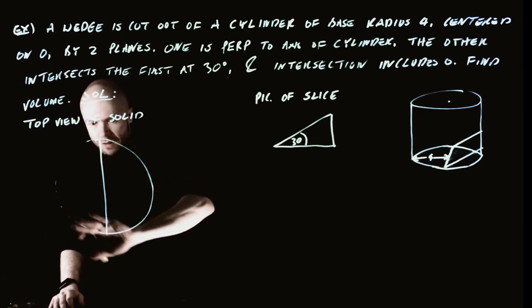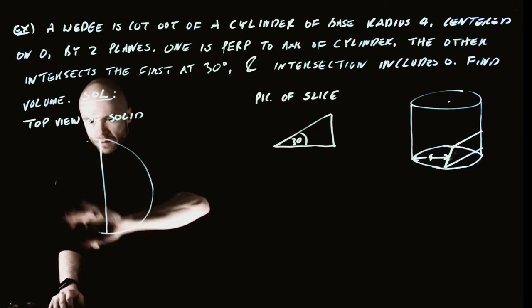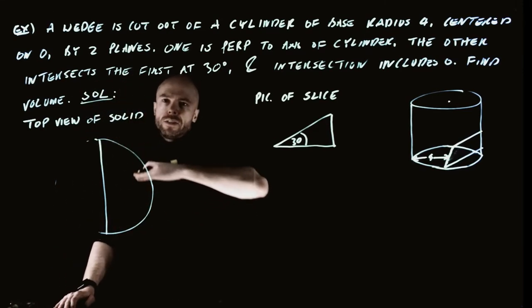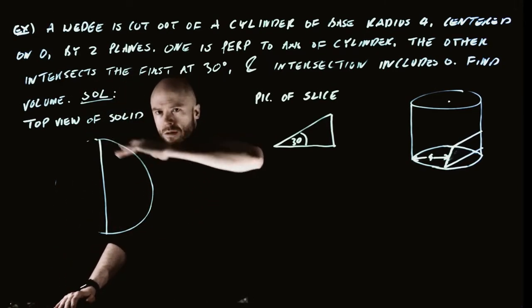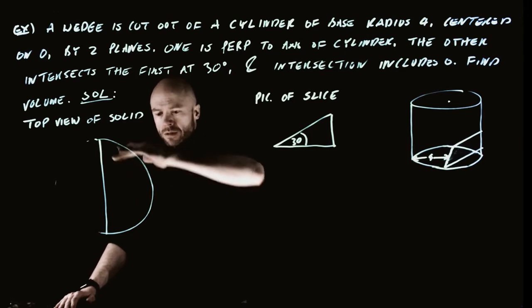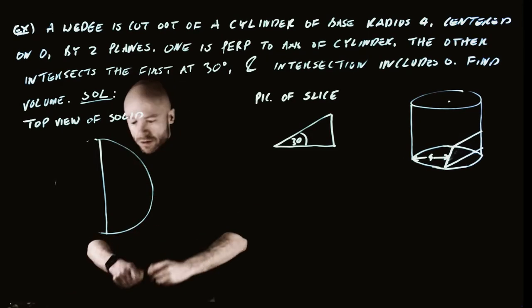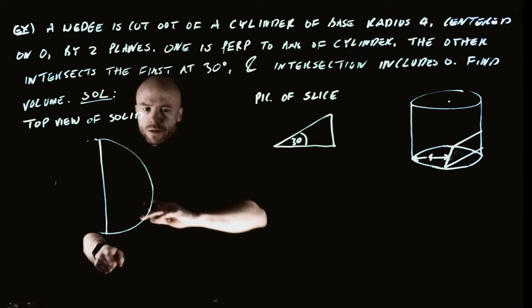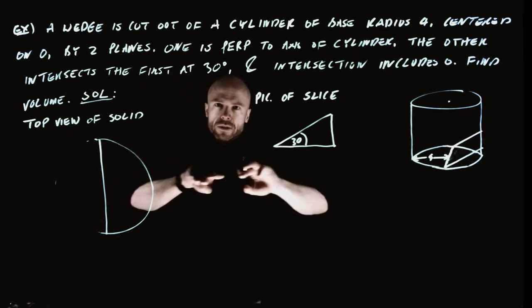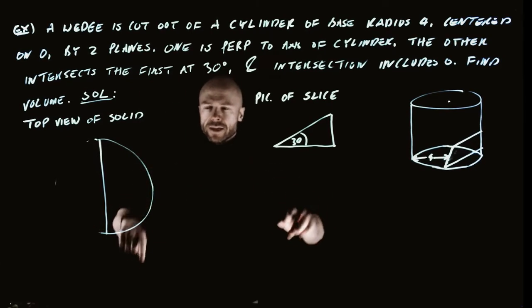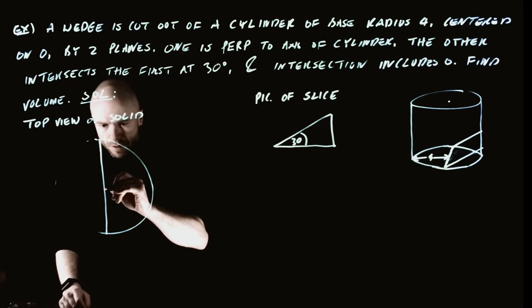So the top view of our solid looks like this, yeah? And we are choosing to slice it like this. And since this is the way I drew it, I could have drawn it the other way around, where the flat part is along the x-axis, but I did it like this.